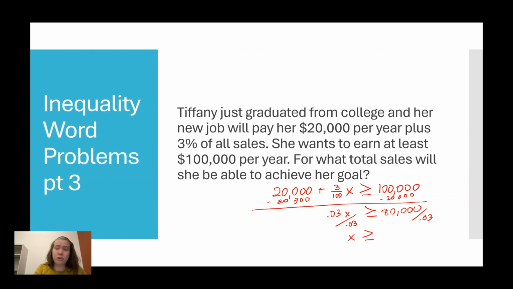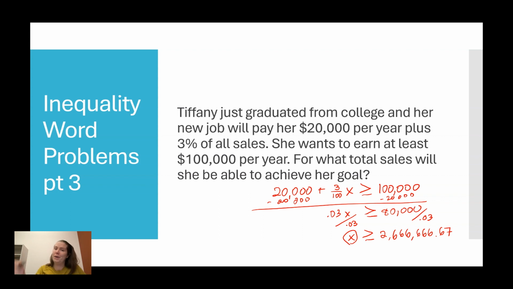X is greater than or equal to, oh boy, 2,666,666.67. A lot of sixes. So in this one, let's read it back to see how we would round it to the nearest whole number. I suppose she could be selling things that make her pennies, but let's look at it. It says X is greater than or equal to this number here, $2,666,666.67.